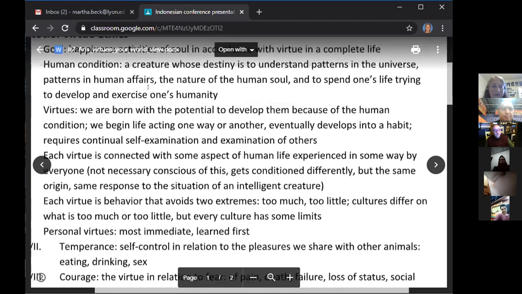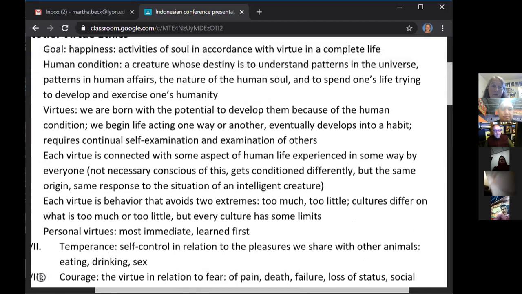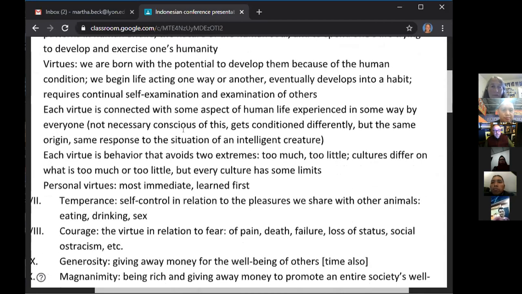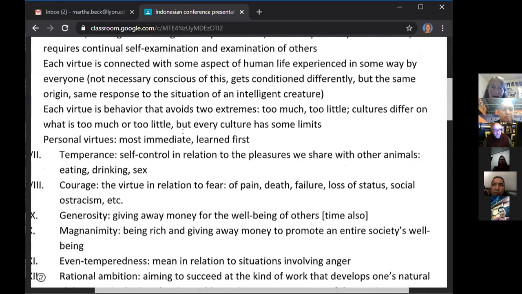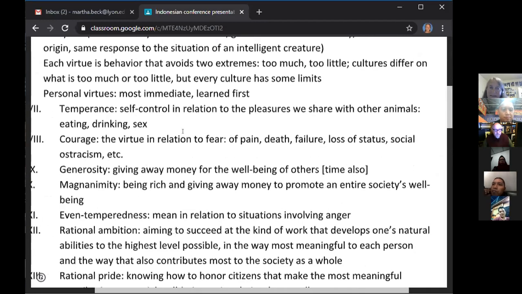So we are a creature whose destiny is to understand. We're born with the potential, but virtue is the actual exercise of this capacity. And it's in relation to some aspect of a complete human life. So self-control in relationship to eating, drinking, sex. Each culture varies in what it considers acceptable, but every culture has some sort of limitations and expectations, right? Because that's the human condition. Each culture has a different variation, but it's on the same theme.